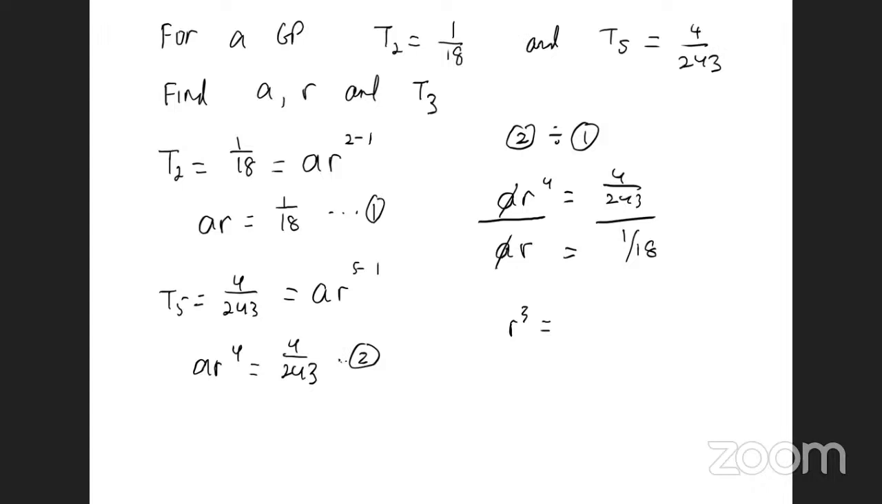I got 8 over 27. Yeah? So now we have to find R. R is the cube root of 8 over 27, which is how much? 2 over 3. Beautiful. So we know R, find A, and then find the third term.